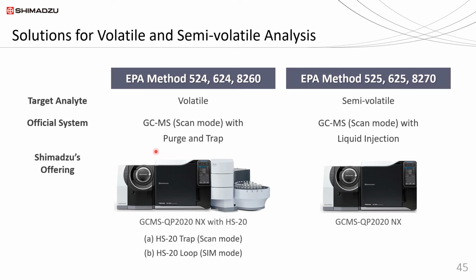At Shimadzu, our GCMS can be coupled to a purge and trap system, but on top of that, our headspace system, the HS20, can be used to achieve similar results. The HS20 can be operated under a trap or loop mode with very good efficiency. Now in the case of semi-volatile, a direct liquid injection would suffice, and the usage of QP2020NX will be able to meet the regulation requirement of EPA.